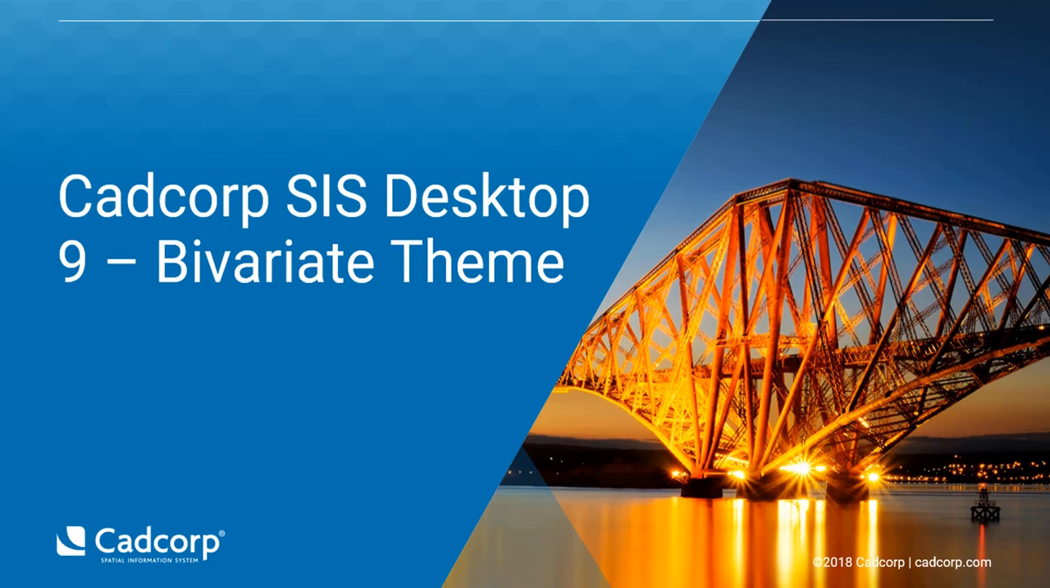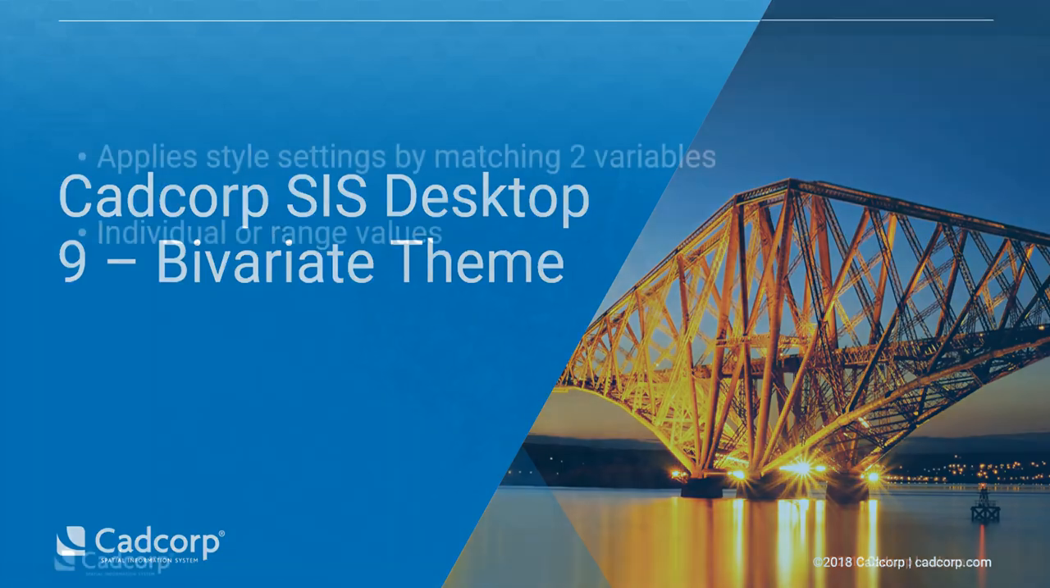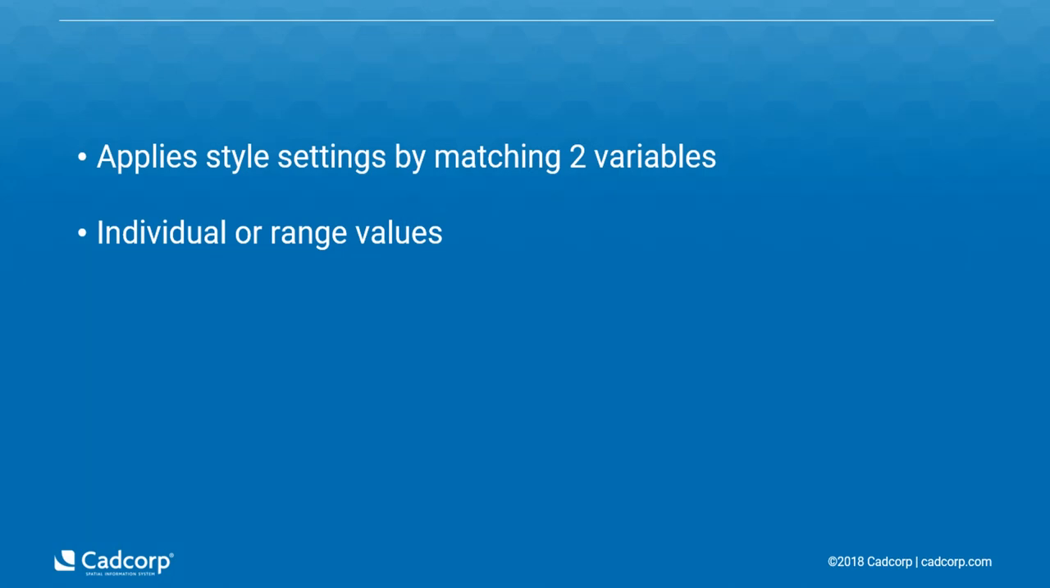The new Bivariate theme in Cadcorp SIS Desktop applies style settings by matching the result of two attributes against a lookup table of values. These can be individual values or a number of different ranges. A really good example of showing this is identifying the population sex split within lower super output area boundaries.